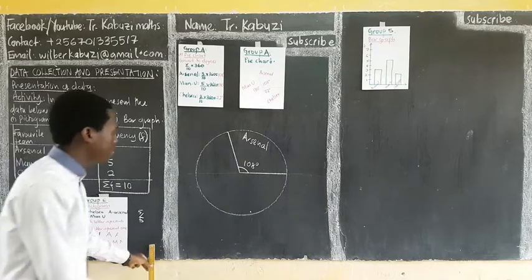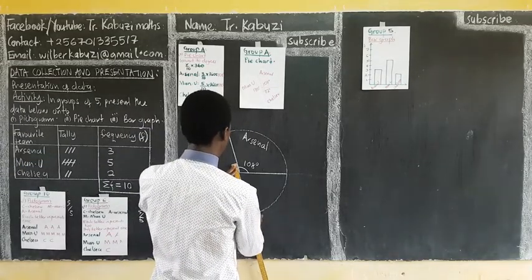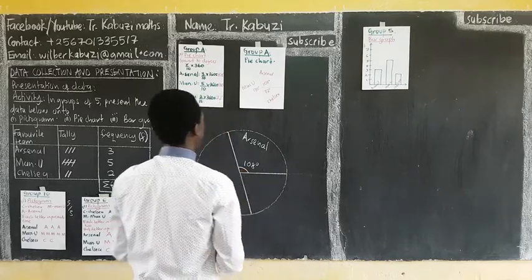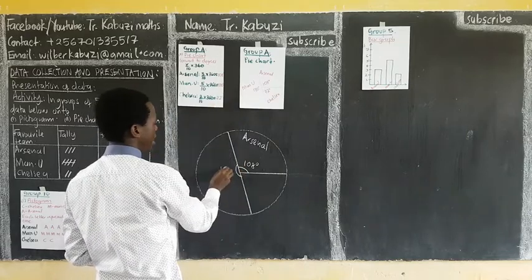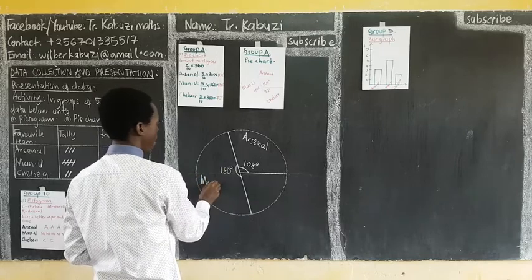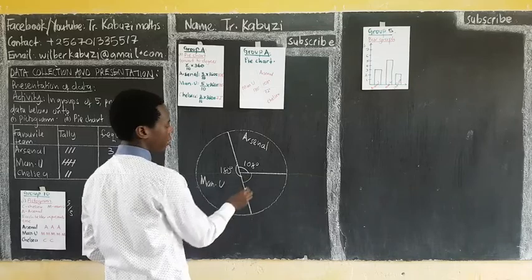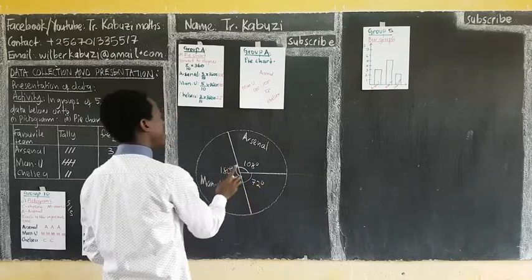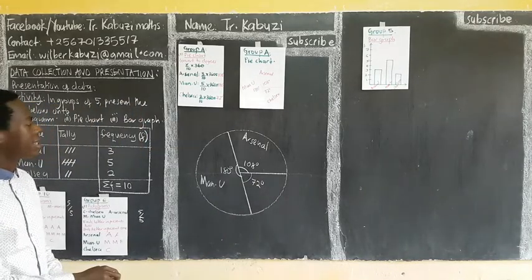Then I draw from this, where that mark is from the center. So the whole of this is going to be 180 as they are showing there. This is going to be manual. Then for the remaining one, even if you don't measure, it's going to be the balance, which is 72 degrees, as long as you are accurate. So that's how the pie chart is.